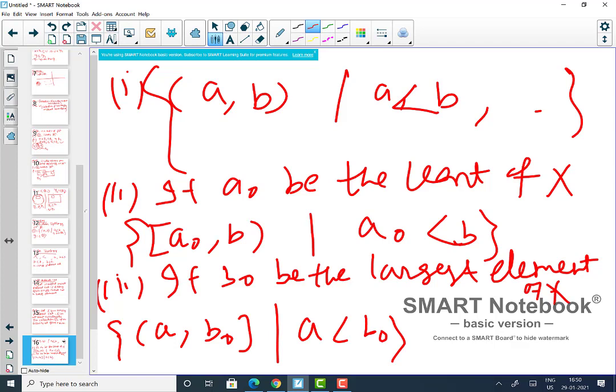So these three collections form a basis. This is obvious, because they cover the whole space, and whenever you have an intersection of two elements, it contains an element inside it. So this is a trivial fact, you can check it in the homework, okay.